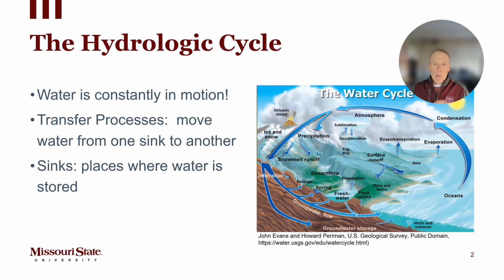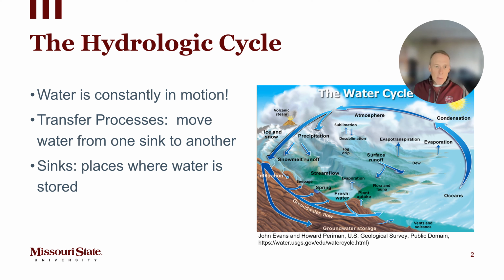First of all, water is constantly in motion. That is what the water cycle or the hydrologic cycle is about. So we can categorize those motions as transfer processes. Those transfer processes move water from one place to another, and we can call those places sinks, S-I-N-K. In science parlance, a sink is some place where we store stuff, so a reservoir maybe.